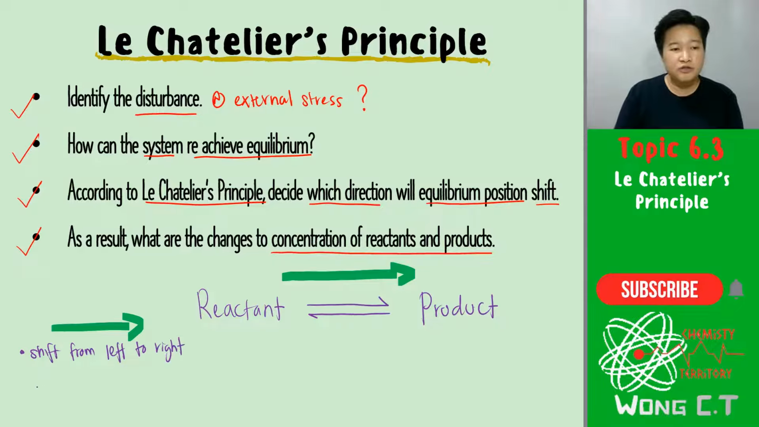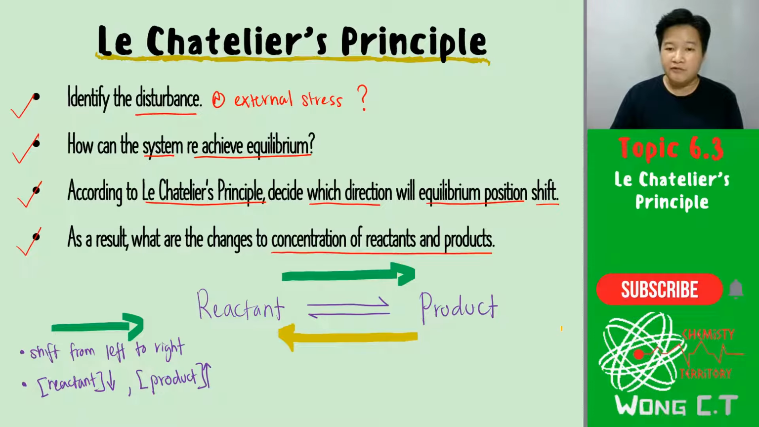So if you are going to shift from left to right, the concentration of your reactant will decrease because we are using the reactant, changing it to the product. And vice versa, the concentration of the product will increase because you are producing the product. Okay? Vice versa, if we are shifting from the product to the reactant, what will happen?